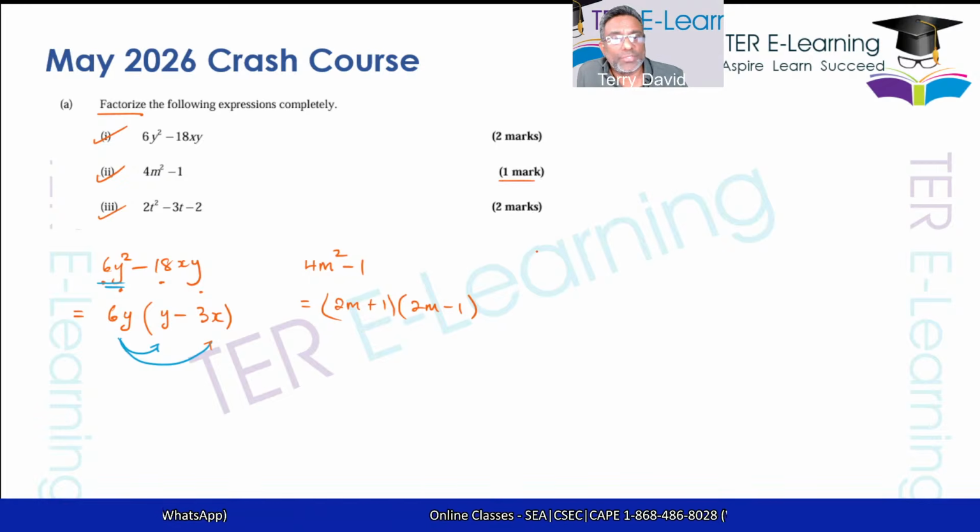Next one here, we have 2t squared minus 3t minus 2, and you want to factorize this here. So this is what we call a quadratic, right? That's what we call a quadratic.